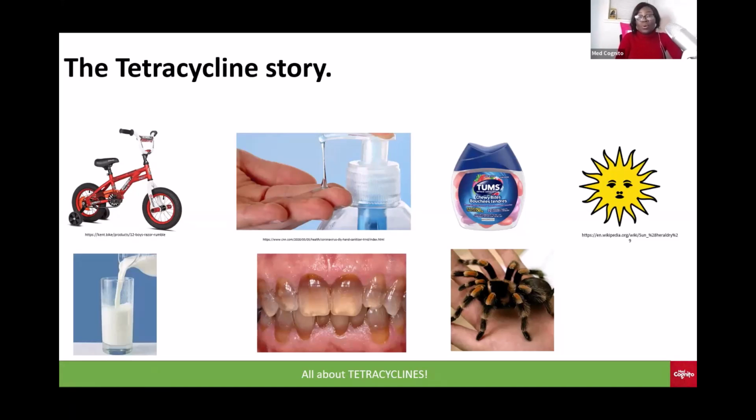So for tetracycline, remember that it is an antibiotic. And today we learned that it will not kill bacteria, but it's rather bacteriostatic. It will stop the bacteria from growing.